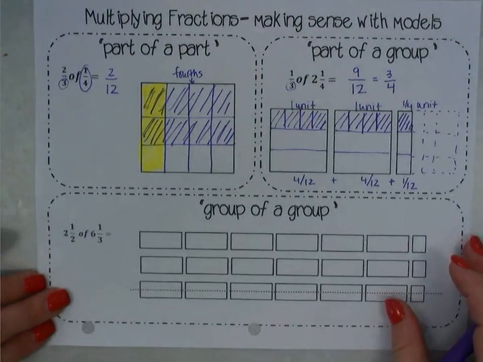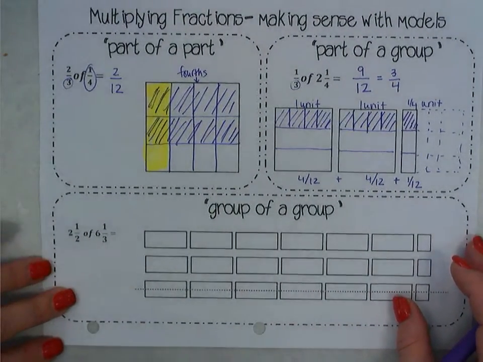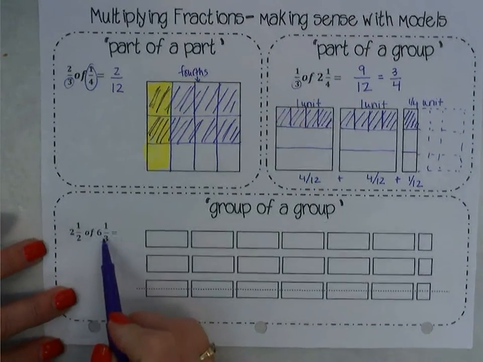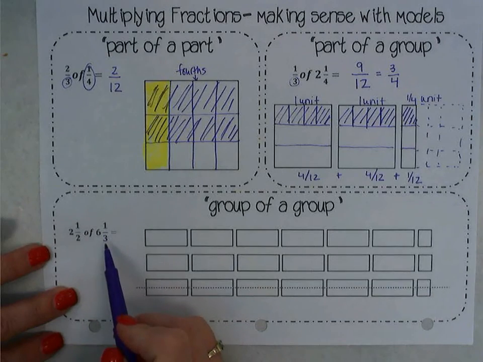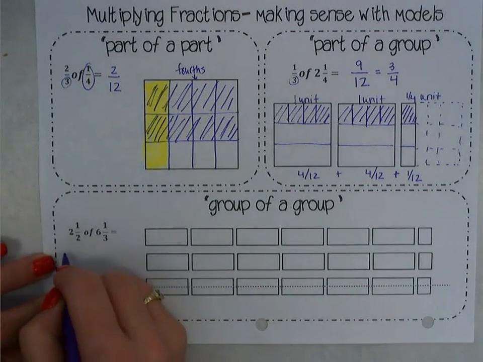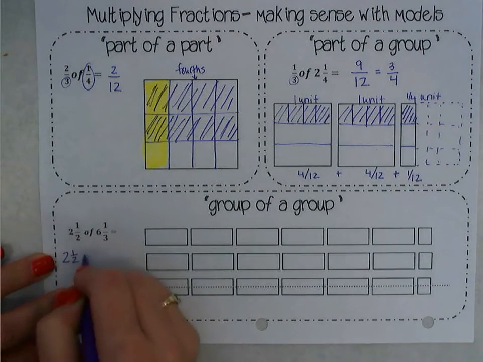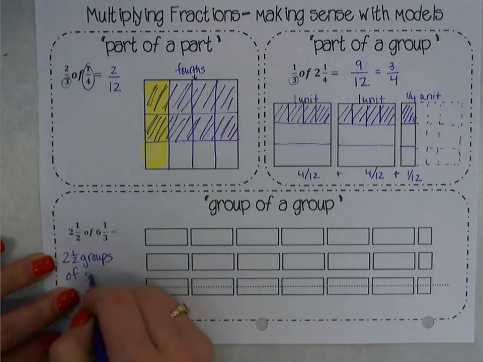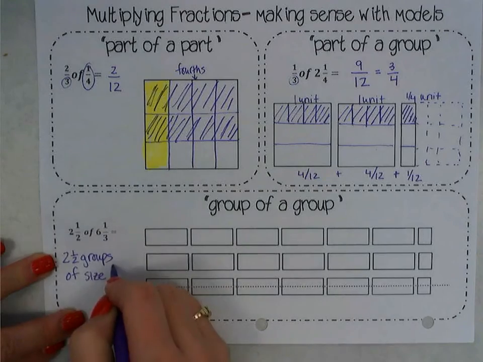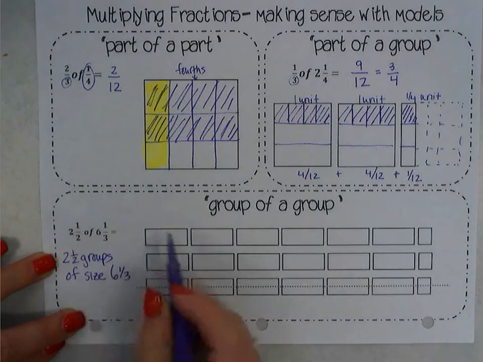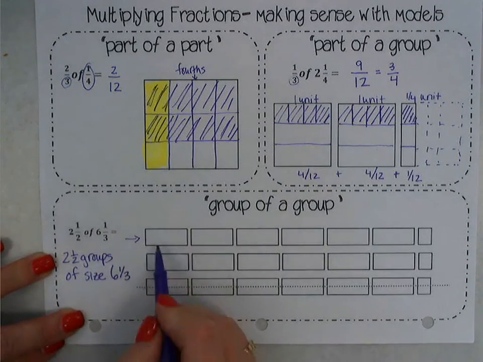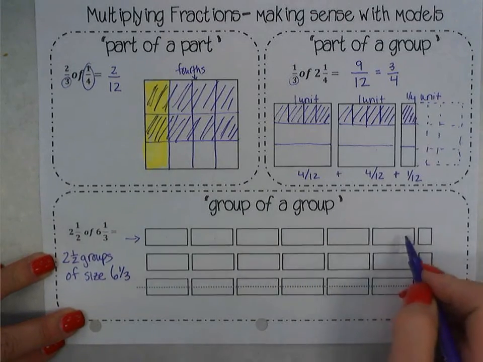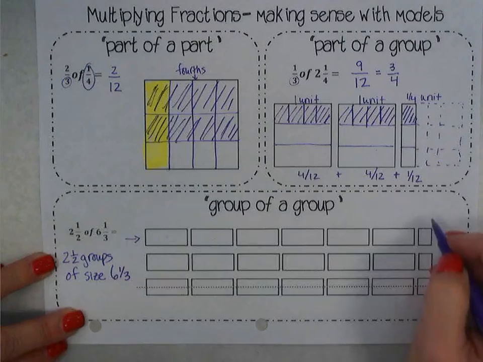The last one is a group of a group. So here we have this mixed number 2.5 of another mixed number, 6 1/3. This one, I like to think of it as I have 2.5 groups of size, in this case, the size of each group is 6 1/3. So I've created one group here. This represents 1, 2, 3, 4, 5, 6 1/3 of a group.